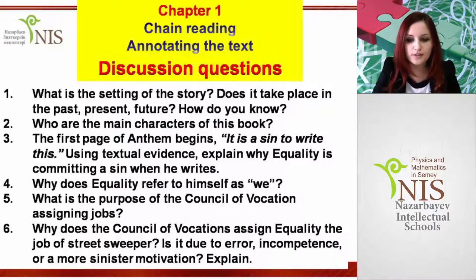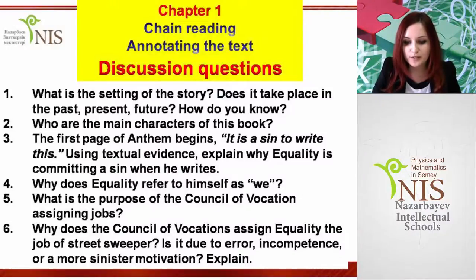Number one, what is the setting of the story? Does it take place in the past, present, or future? How do you know? Who are the main characters of this book? The first page of Anthem begins, "It is a sin to write this." Using textual evidence, please explain why Equality is committing a sin when he writes. Question number four. Why does Equality refer to himself as "we"?